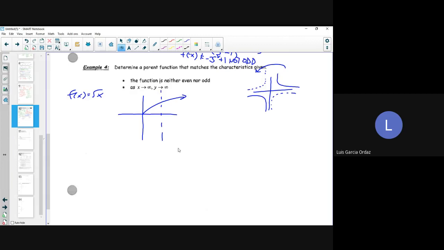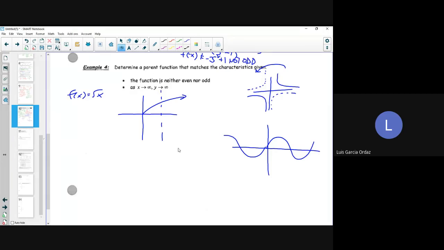Sine x is also a rotational odd function. For sine x, what was the answer? Yeah, root x is one of the answers for that one.